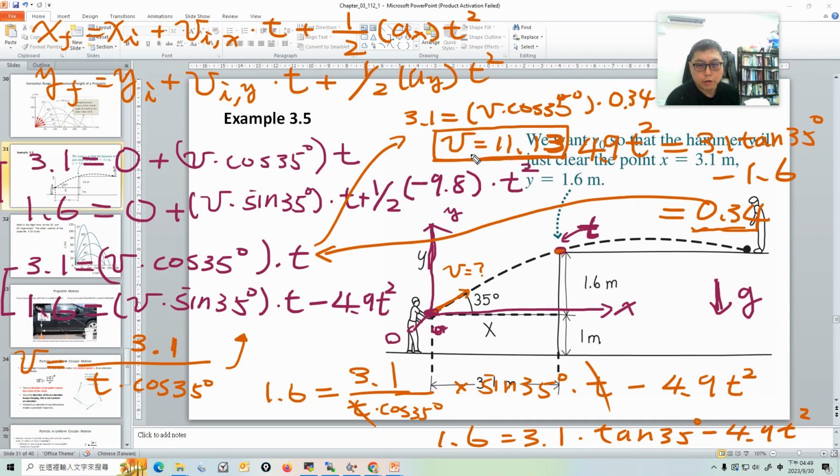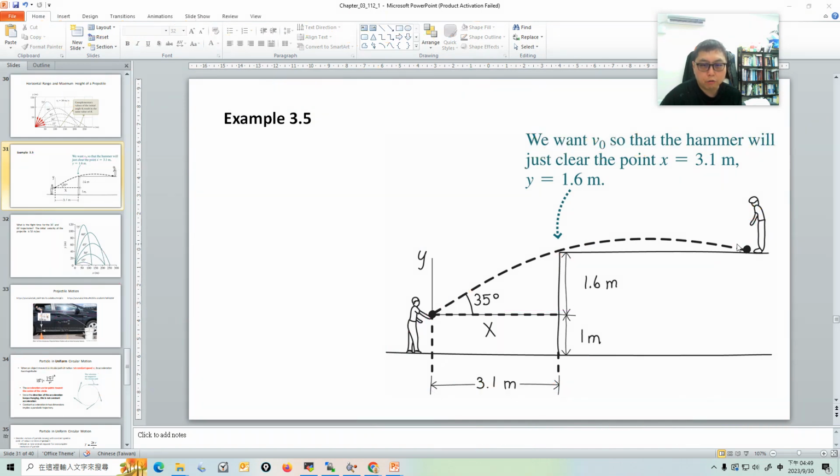The second question is how far the object will reach. For example, you want to find out this distance. Let me turn off this screen. How far it will reach.